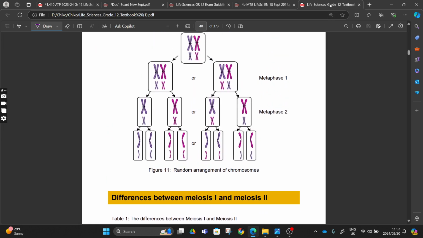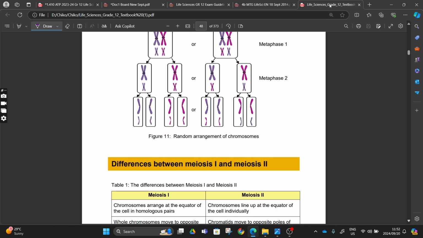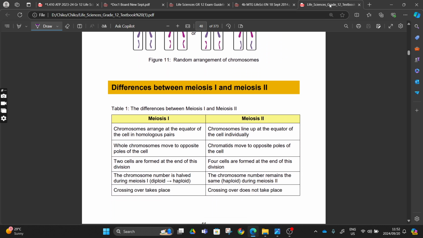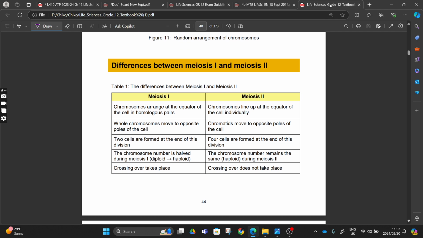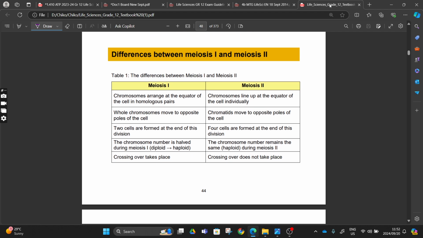Yesterday we managed to reach this slide in our classes. If you are missing them, don't forget to go back and rewatch. And then we start with the differences between meiosis 1 and meiosis 2. We did this fully yesterday, so today we are just going to do a revision of it.